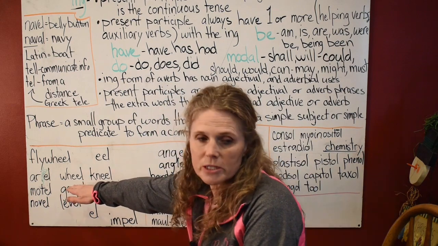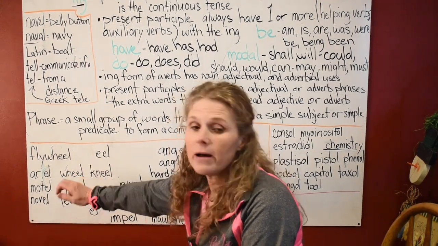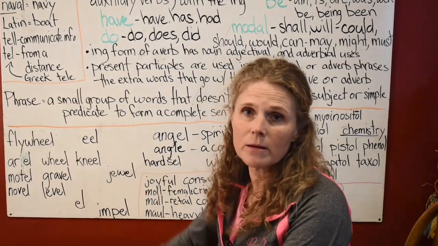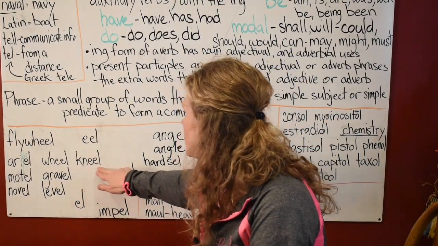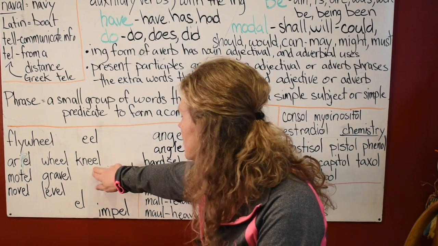So, wheel, we just went over that. Is this a vowel L? A vowel team. This is a vowel team, wheel. Is this a vowel L? Vowel team. It's a vowel team, kneel. See, it's saying the E sound because this is a vowel team.